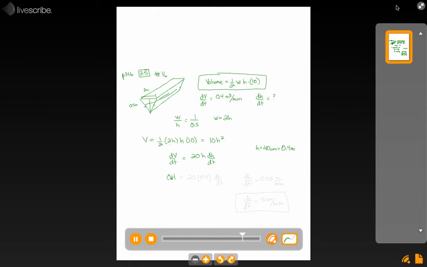I've got 0.4 as my rate of dV by dt, also from the question, equals 20 times 0.4 times dH by dt. And if I solve and divide, I end up with 1 over 20 as my rate. dH by dt equals 1 over 20, or 0.05 meters per minute, or if you prefer, dH by dt is 5 centimeters per minute. So at that instant that they're mentioning, our depth of water is going up by 5 centimeters per minute.